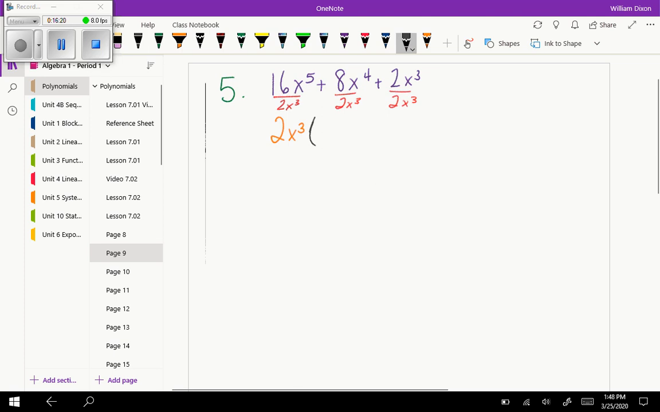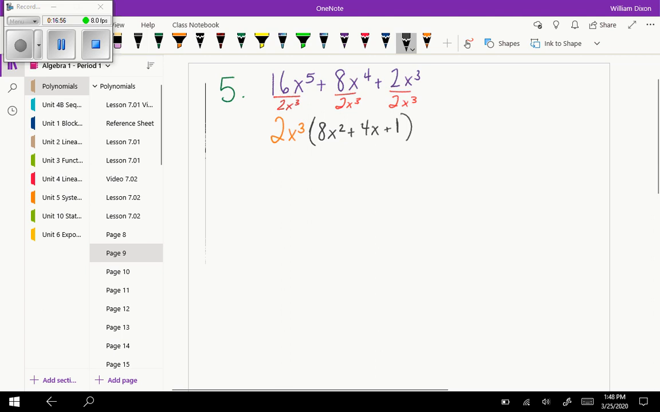Anyway, when you divide 16x to the 5th by 2x to the 3rd, well, 16 divided by 2 is 8. x to the 5th divided by x to the 3rd is x to the 2nd. Plus 8 divided by 2 is 4. x to the 4th divided by x to the 3rd is just x. And then 2x to the 3rd divided by 2x to the 3rd. Now, please don't put 0 because that is not the answer. You don't leave this blank. That is 1. Very important.